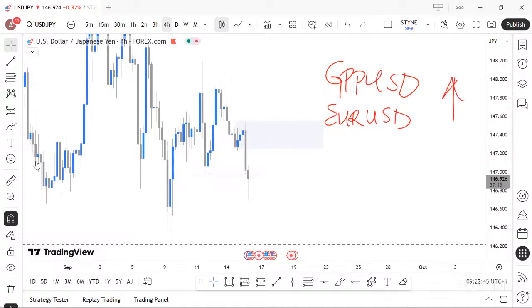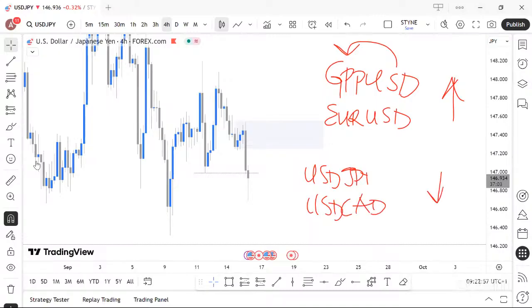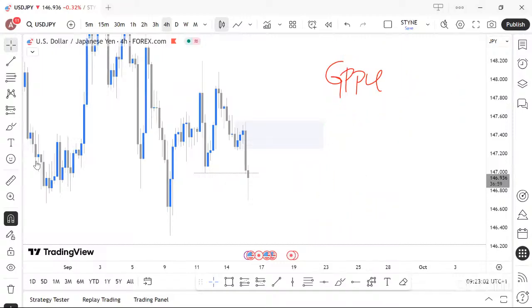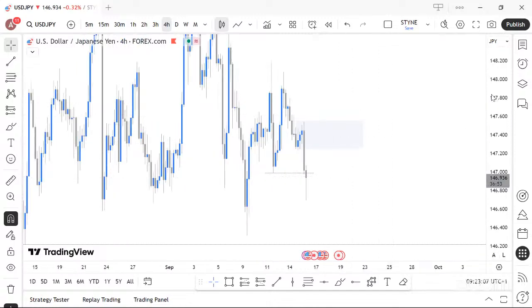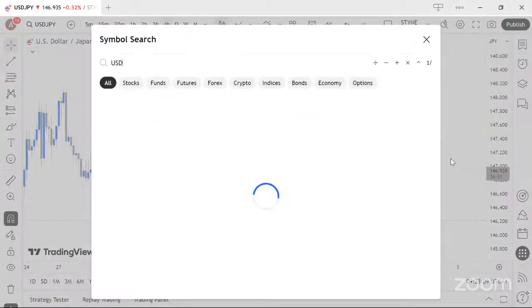So on the flip side, if you take the USD to the other side, you now have USD JPY, USD CAD. All of these guys are going to be pointing bearish for now. Okay. The only thing that will come and change this bias is if the news that is coming up will do anything different.